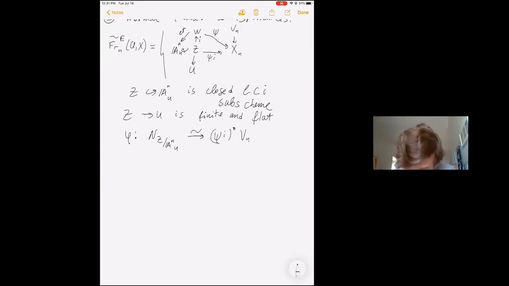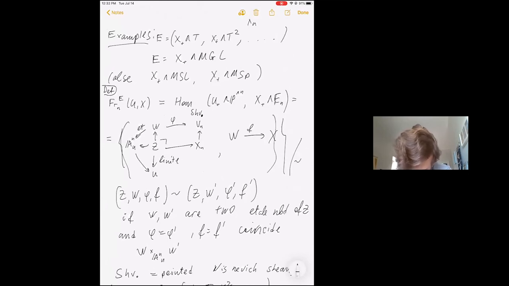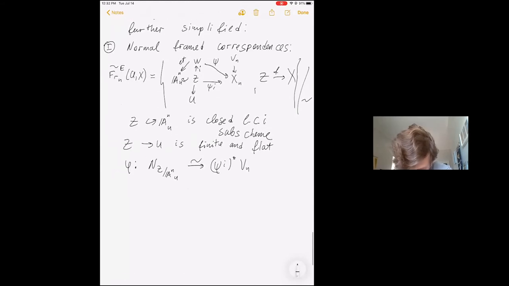And then the second piece of information is the map from Z into X. And then we have a similar equivalence relation where we can shrink a bit the etale neighborhood W. When we shrink the etale neighborhood W, the normal bundle will not change, and we just need for this isomorphism phi to stay the same. So here, what we did, instead of having a whole set of equations that define Z inside W, we just remember one piece of information. We just remember how these equations give us an isomorphism between the normal bundle of Z inside W, which is the same as the normal bundle of Z inside A^n_U, and the bundle on Z that's induced from Xn, right? So that's the normal frame correspondence.